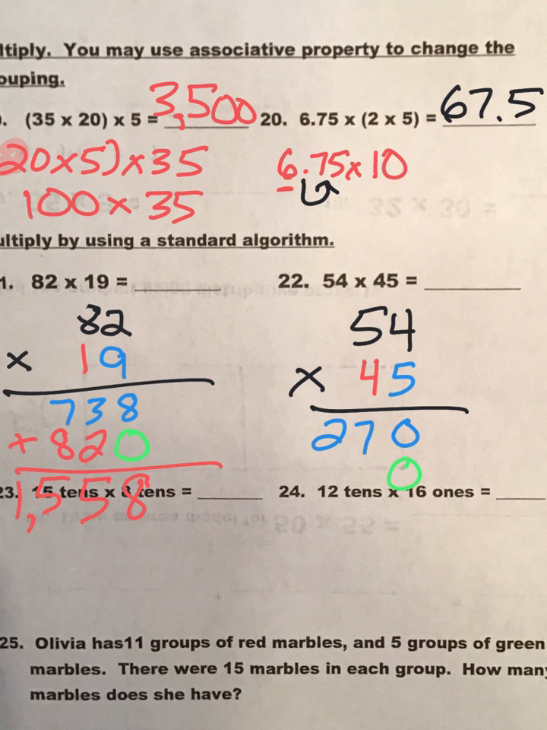So 4 times 4 would be 16. Write down our 6, regroup our 1. 4 times 5 would be 20 plus 1 is 21. So I would write that down. And now I would add those together.